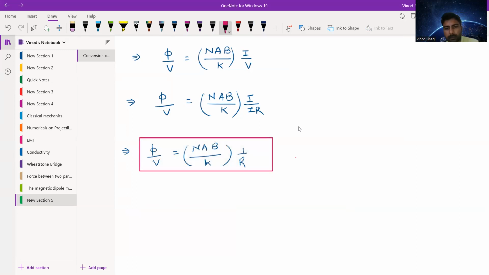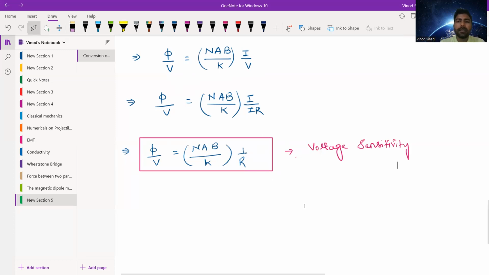Okay, this will be named the voltage sensitivity of the galvanometer. And it is not like if we increase the current sensitivity of the galvanometer, it will automatically increase the voltage sensitivity also.